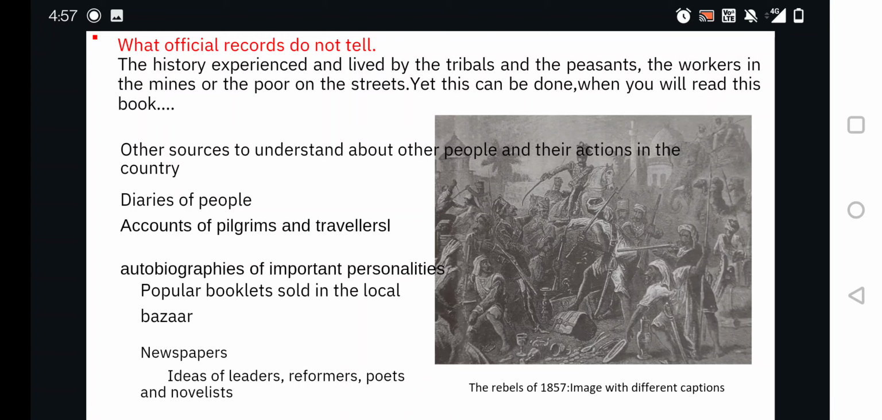But there were a few people about whom we still have very little knowledge, like the tribals, the peasants, workers. About them you will learn in certain chapters of this book of yours. So get ready for that. And this picture is of the 1857 revolt, which is also known as the first independence war. So yeah, that is important.